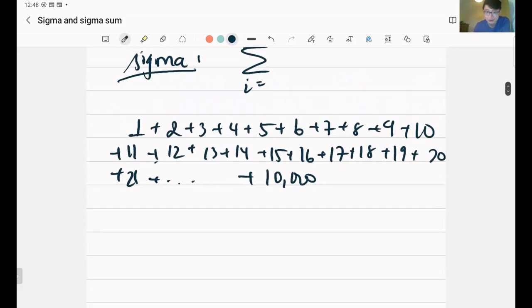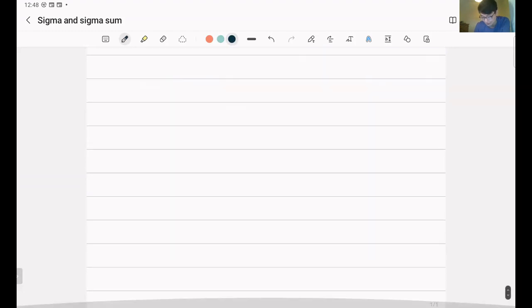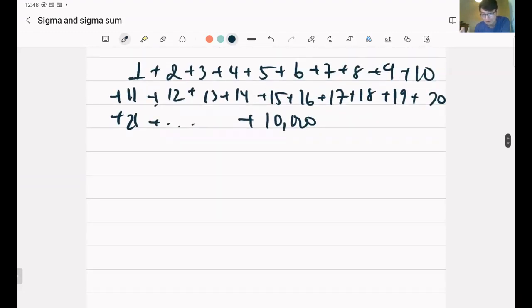It's pretty long. If you keep moving on, I think on this tablet you would need even more than 3 pages, and it keeps going. And of course, if the number gets bigger, you have to write a lot more, because you don't have any alternative way of writing this whole sequence of sums. That's the reason why we need sigma.